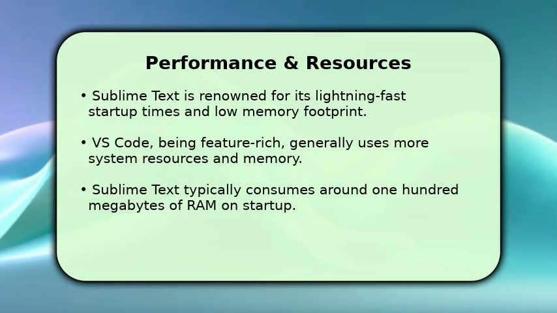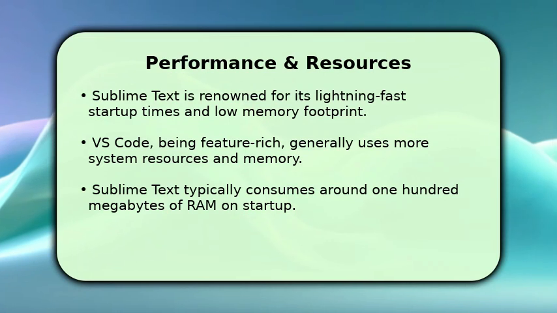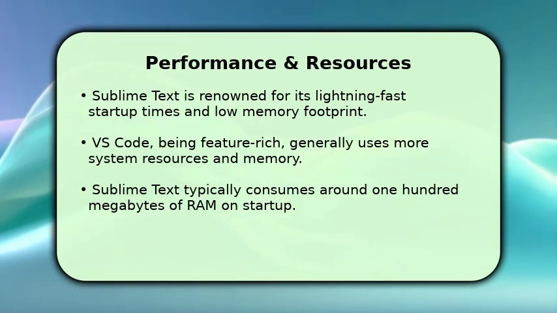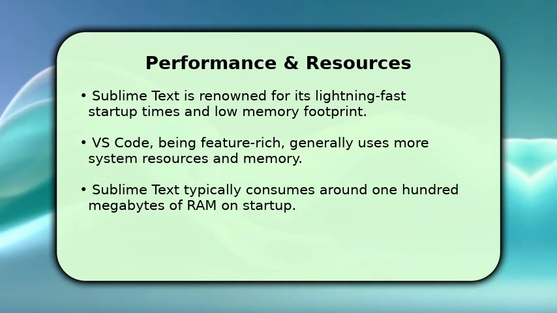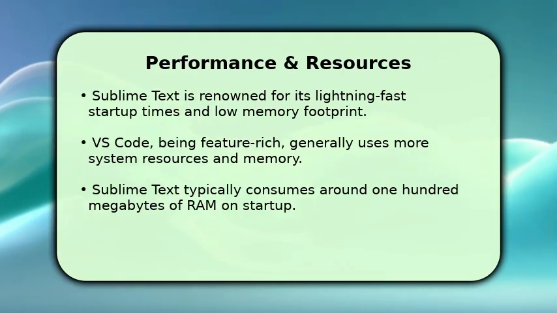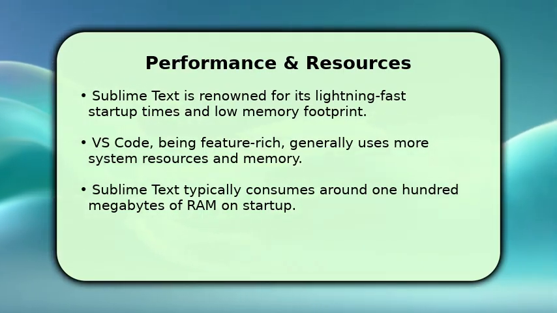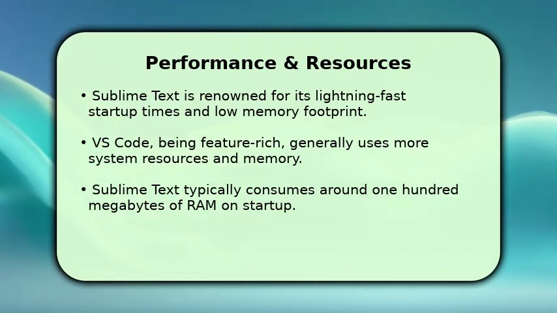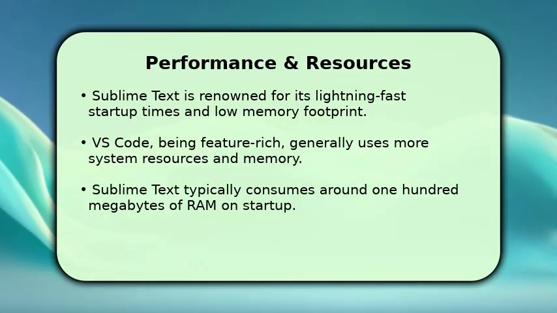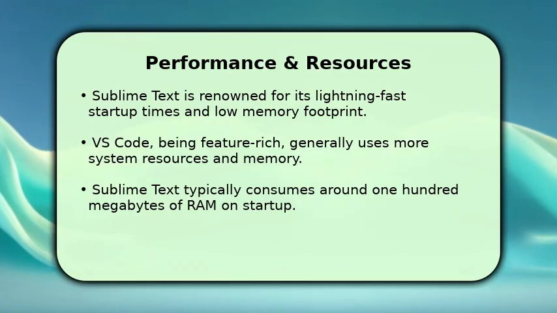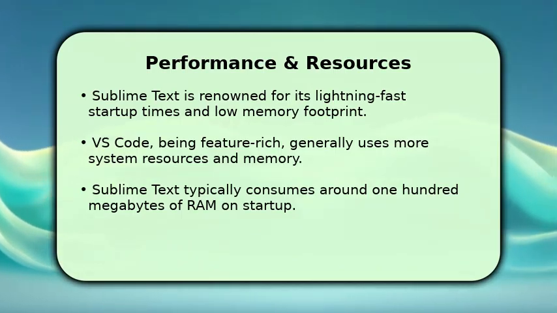Performance is a key differentiator. Sublime Text is famous for its incredibly fast startup, often launching in less than 1 second, and its minimal resource consumption. It typically uses around 100 megabytes of RAM. VS Code, while powerful, generally requires more system resources. Its memory usage can range from several hundred megabytes to over 1 gigabyte, especially with many extensions or large projects open.